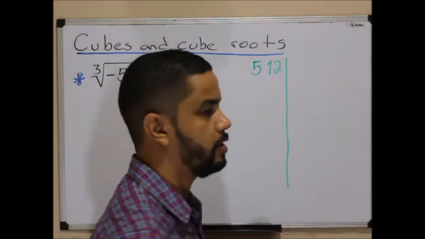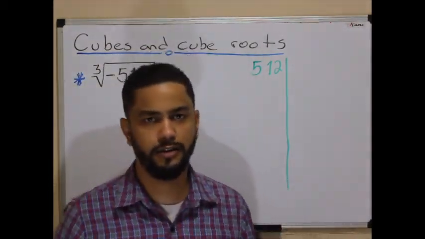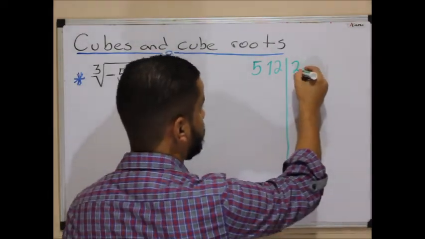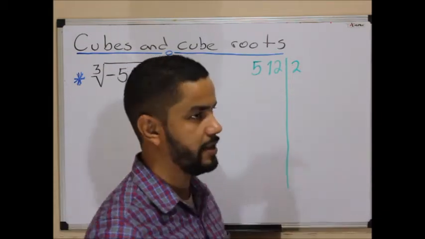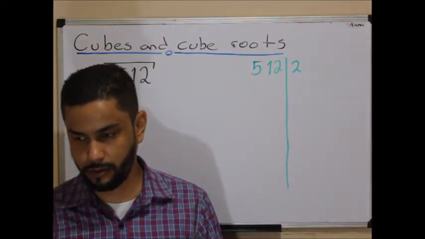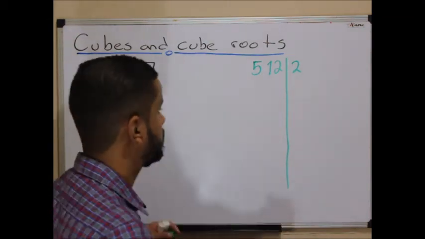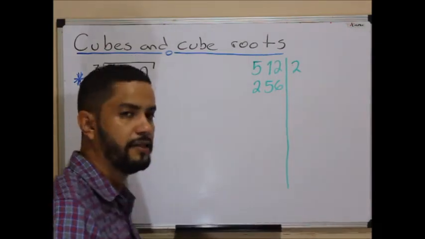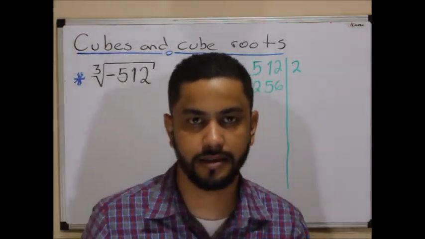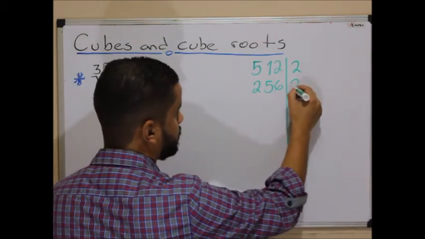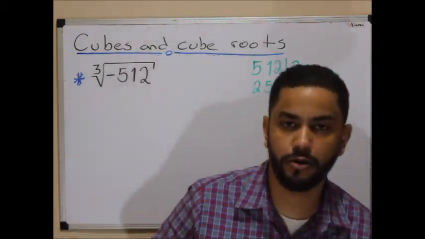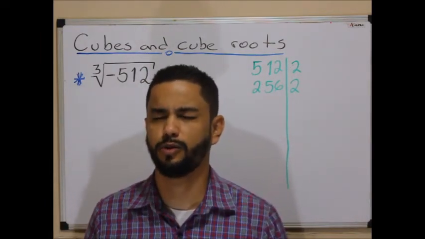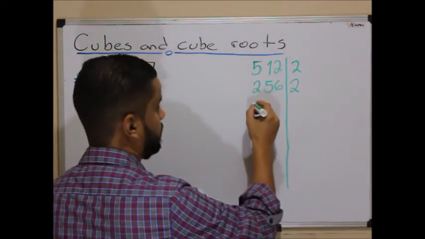Now, our number there, 512, ends on 2, so that means that it has half. We're going to write here 2, and we're going to divide 512 by 2. We're going to get 256. So we're going to get here 256. Again, that number ends on 6, so we're going to divide it by 2. And 256 divided by 2 is 128. So we're going to write it here, 128.